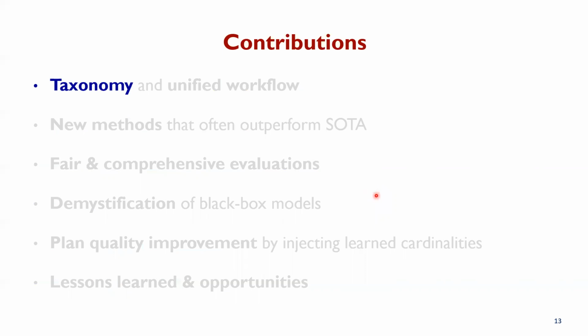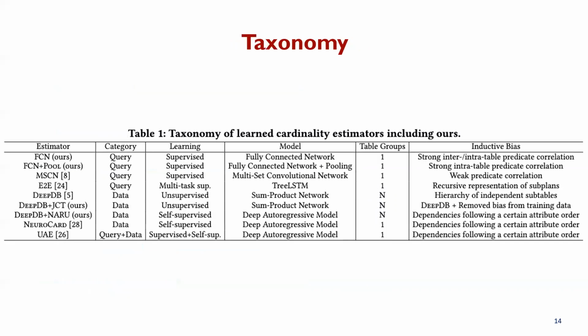First, I explain the taxonomy. You can see the estimator dimension, the category of whether it belongs to a query-driven or data-driven method, the learning approach, the model architecture, the tail group dimension, which I'll explain soon, and inductive bias. This is the set of assumptions that a model uses to predict an unseen query.